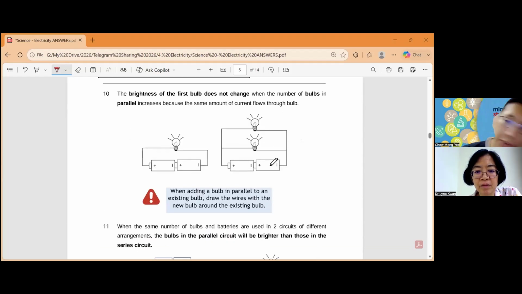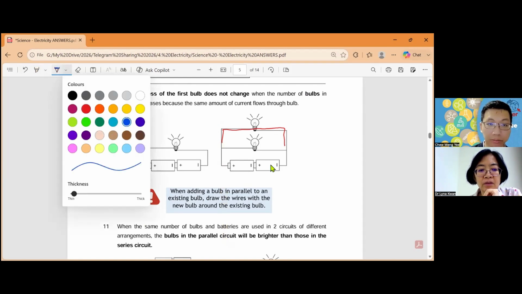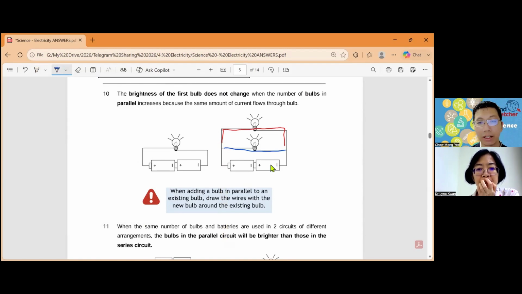Now, what happens when you add another light bulb in parallel to the existing light bulb? In this case, this is one loop, this is one pathway, and this is another pathway. So they are separate pathways, right? And the same amount of electric current will flow through these parallel pathways. That's why the light bulbs will be equally bright. That means if I add a third one, a fourth one, they are equally bright as long as they are all parallel to one another.